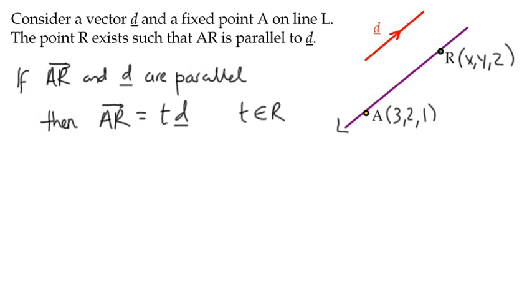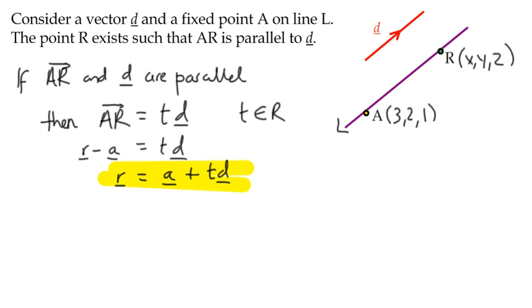And if we have vector AR, we can represent that by position vectors R and A, and we can come up with the little equation R minus A equals T, some scalar quantity multiplied by D, and a little rearranging of that will give me R equals A plus TD. Now remember that R is our x, y, z position vector, and A will be a known coordinate and D will be a known vector which represents the direction. So really, that is the equation of the line in vector form.